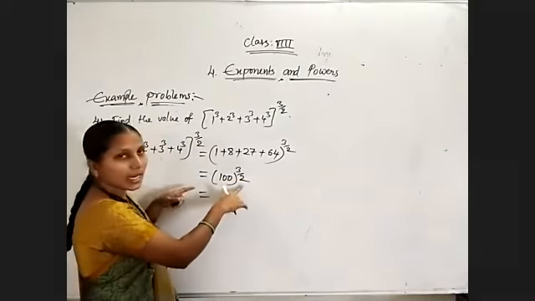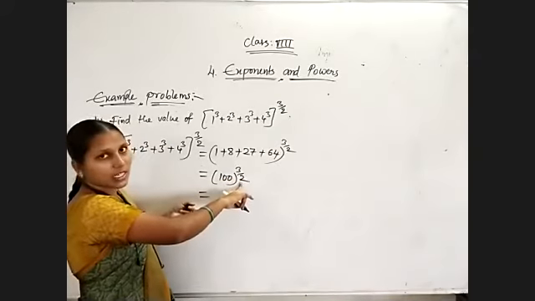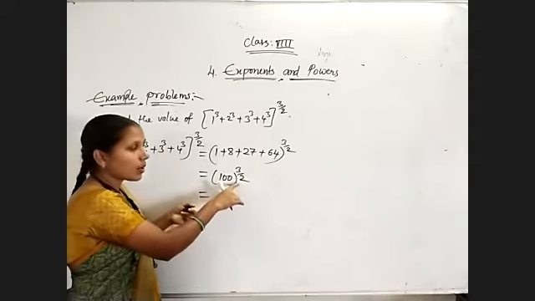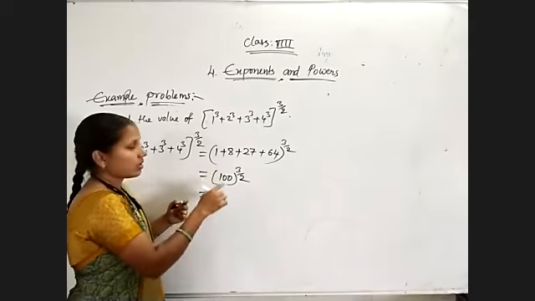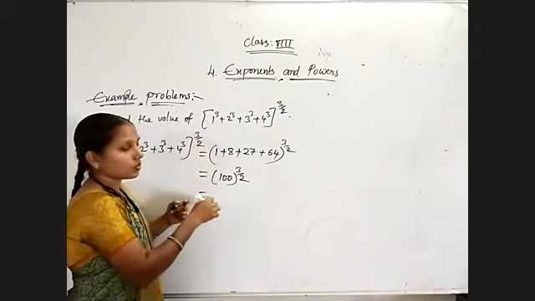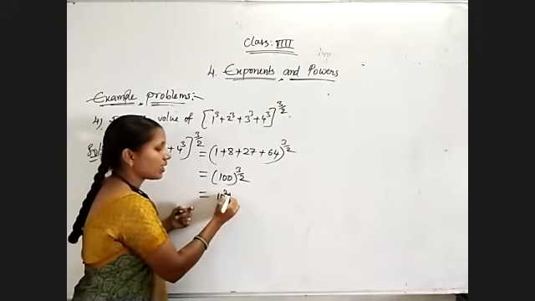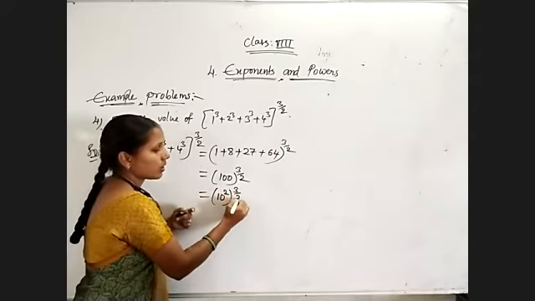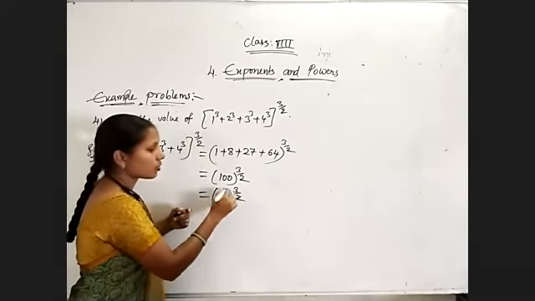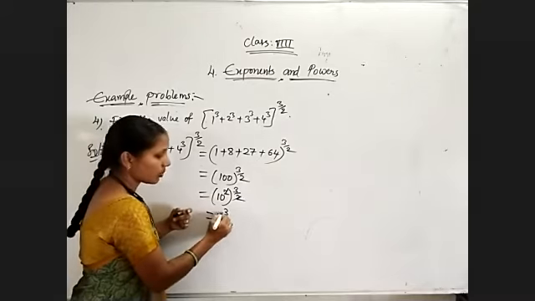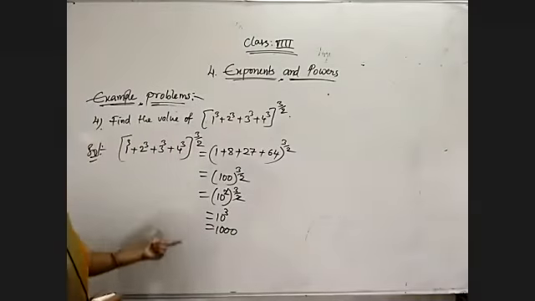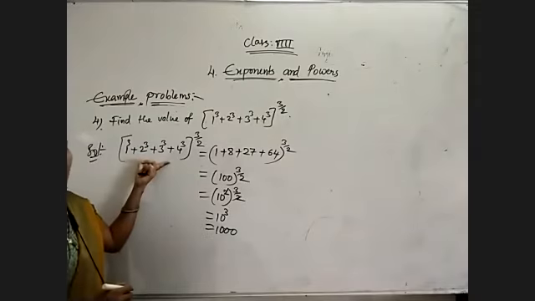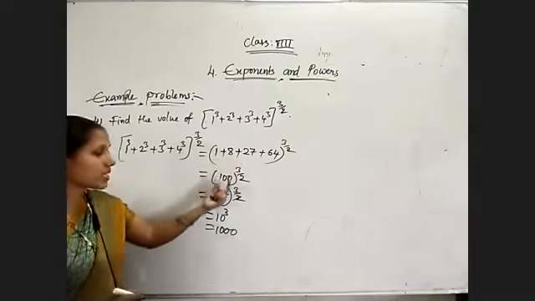Because already I told you, when we have a fractional exponent with denominator 2, try to write the 100 also as a power of 2. That we will get 10 square whole power 3 by 2. So 2 into 3 by 2, 2 will get cancelled, which is equal to 10 cube. 10 cube is nothing but 1,000. See, just observe. Because here very small numbers are there, we expanded those numbers and found the value.